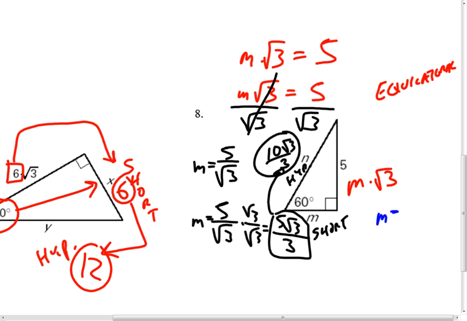So M turned out to be this fraction. N turns out to be this fraction. If you can reduce them at all, you do. In this case, we can't. Keep that somewhere in your review section.